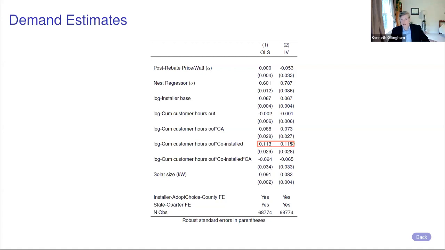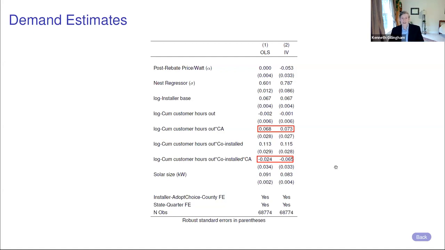This effect is a little different in California, which is the next slide, actually. The previous one is for everywhere, but in California it's dampened. It's still a positive effect, but it's a dampened effect in California. You can also note that if you didn't co-install, which is this row here, there's a positive coefficient in California, which we're just kind of fascinated by.